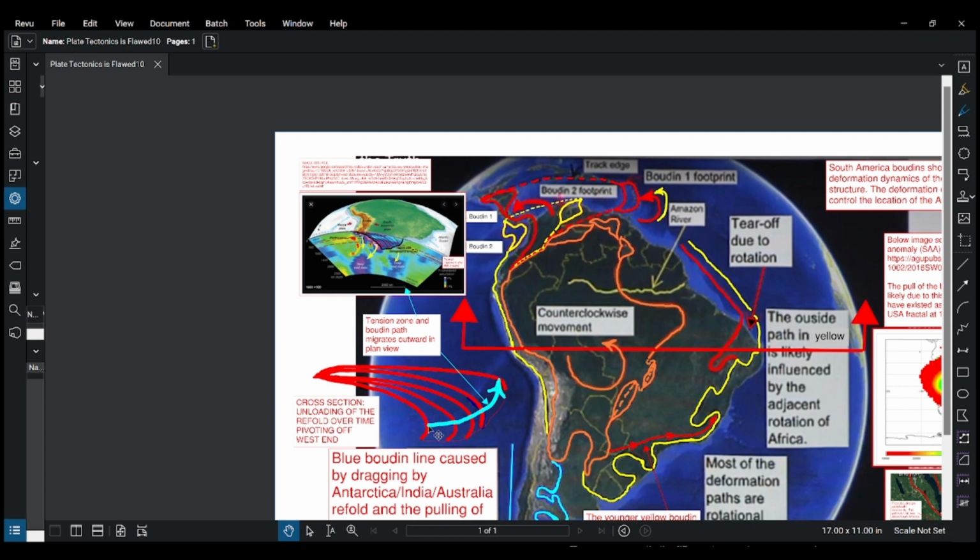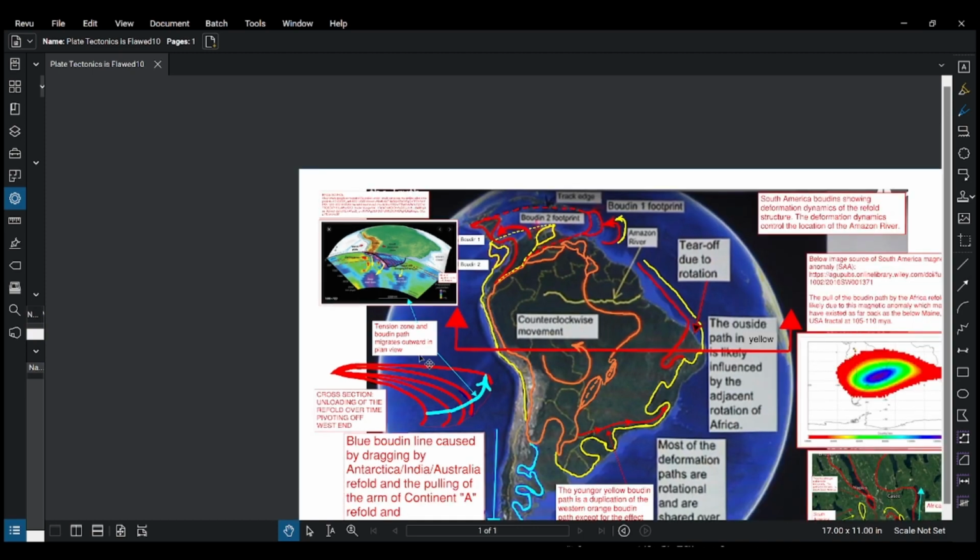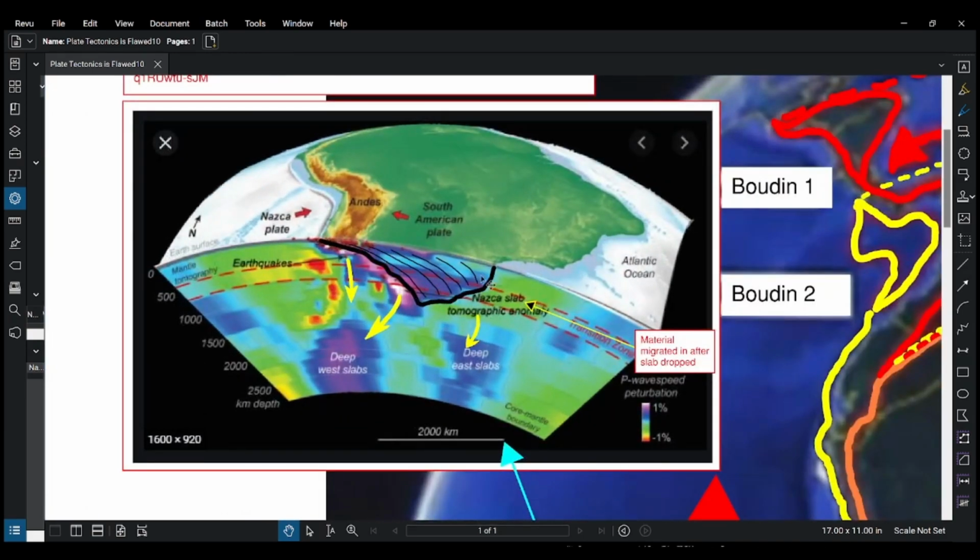So where the orange is, the orange pathway, which now looks inside the refold, that was over here. So now as it rotates out and rebounds, you're standing over here and you get the yellow and red Boudin paths over here. So that's why there's proof here that it's kind of rebounding as such. Okay, see the red? That's the structure itself rebounding out like that. Rebounding out.